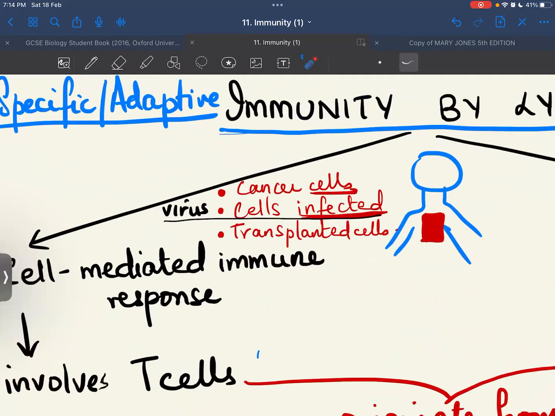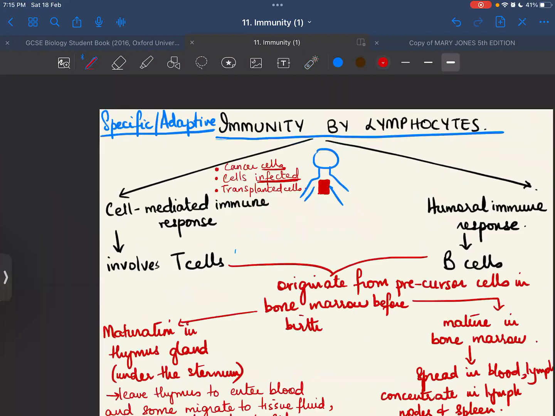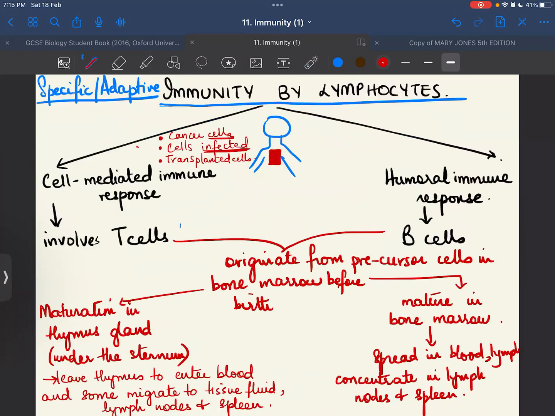T cells can kill cancer cells directly. T cells can kill virus infected cells. ठीक है, मैं virus भी red से लिख लेती हूँ. Virus infected cells. And T cells can also destroy the transplanted cells.